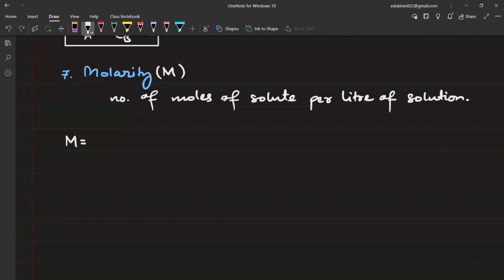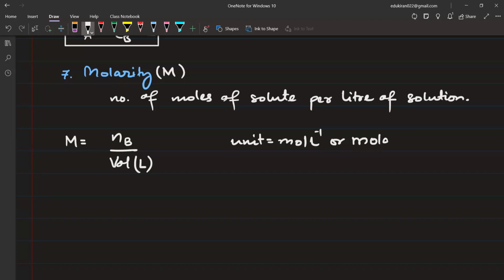So molarity will be equal to the number of moles of solute, nB, divided by the volume of solution in liters. Now the unit of this is going to be mole per liter, that means mol per liter. Or as an information, it will be given as molar, or it can be given as capital M.